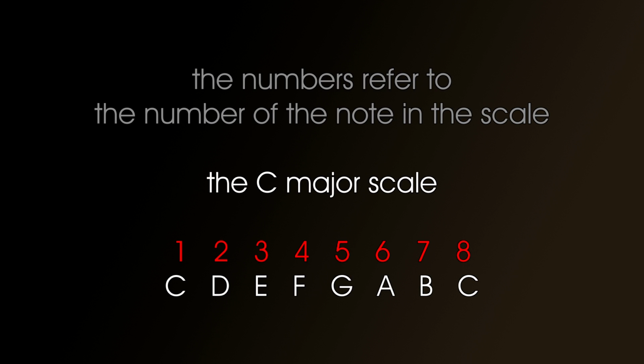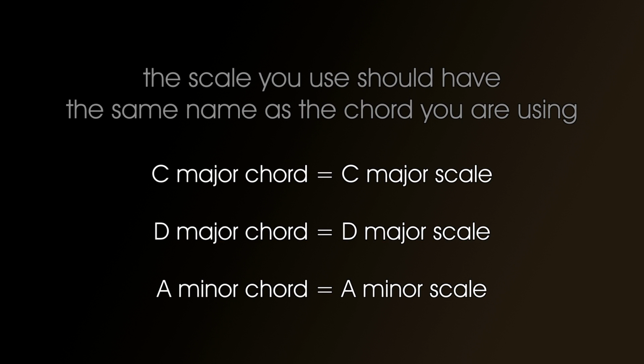The easy answer then is that the number refers to a note in the scale with the same name as the chord. So, for example, if you're using the chord of D major, you have to use the scale of D major. Or if you're using the chord of A minor, you'd have to use the scale of A minor. And this is why it's important to know your scales as well as your chords.